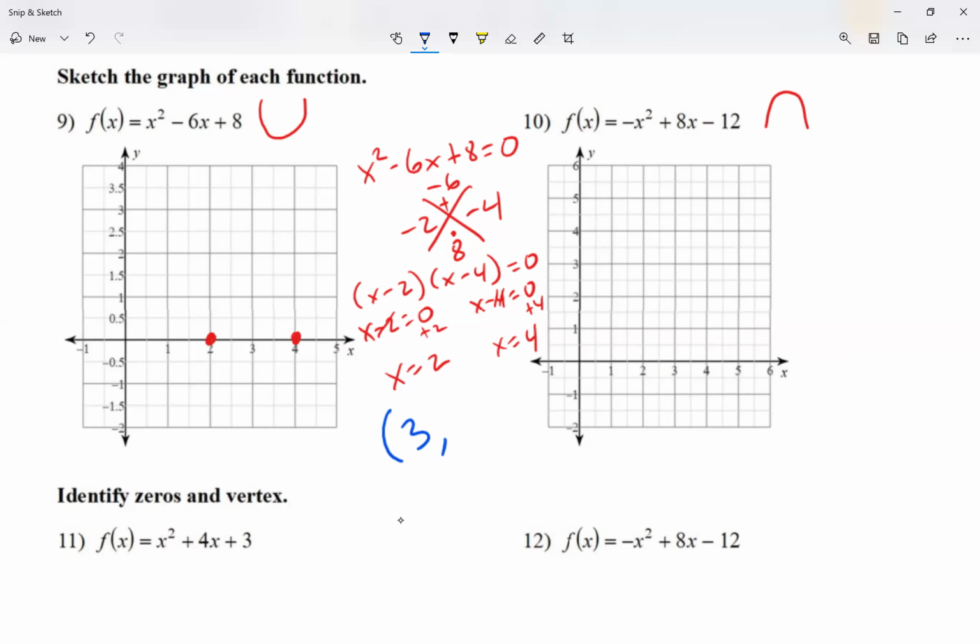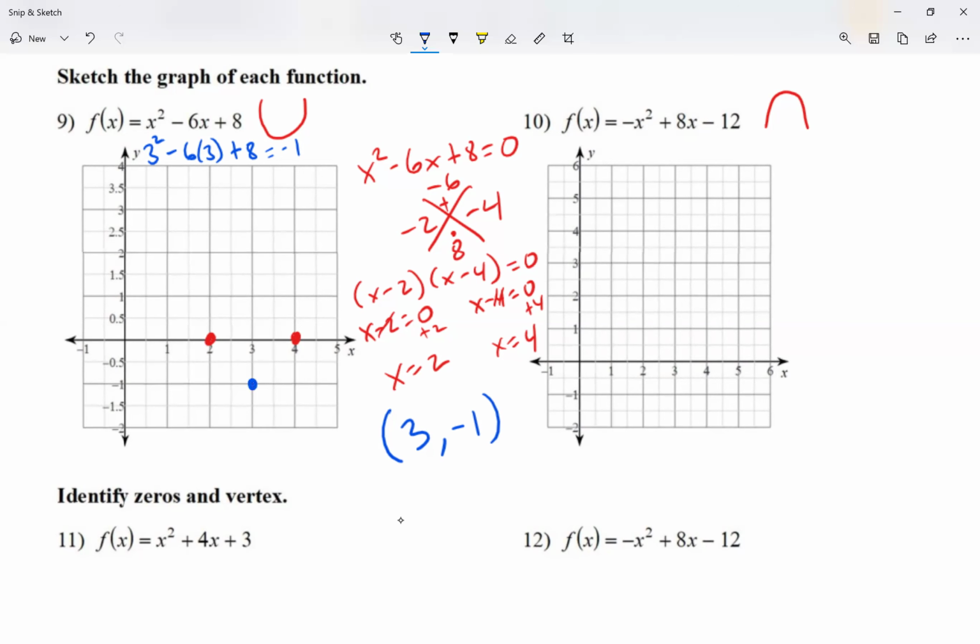Now, what's the y value? Well, I would just plug in the value that I have for x in my equation. 3 squared minus 6 times 3 plus 8. I'm using 3 for x. I plug it in. I type it on my calculator. 3 squared minus 18 plus 8. So 9 minus 18 plus 8. That gives me negative 1. Well, that's my y value. So my vertex is the point 3, negative 1.